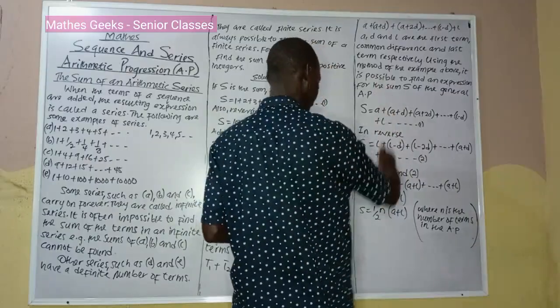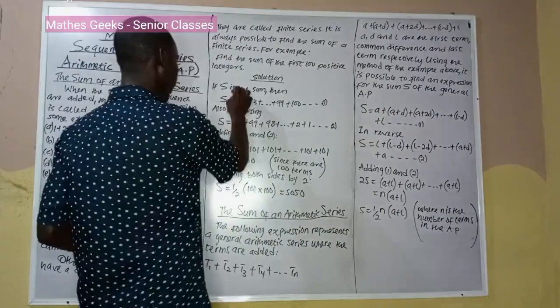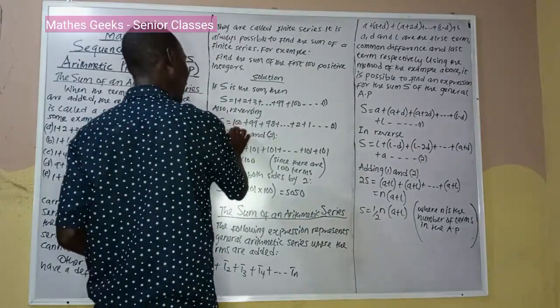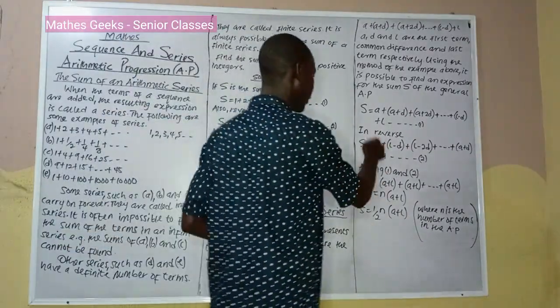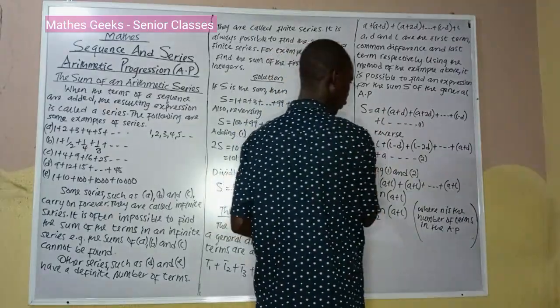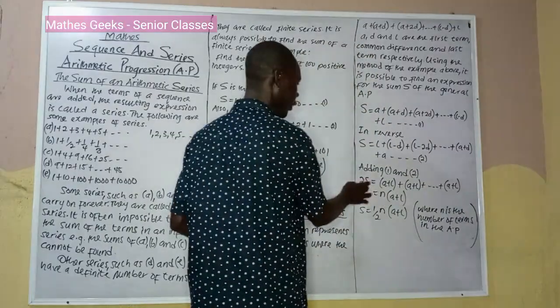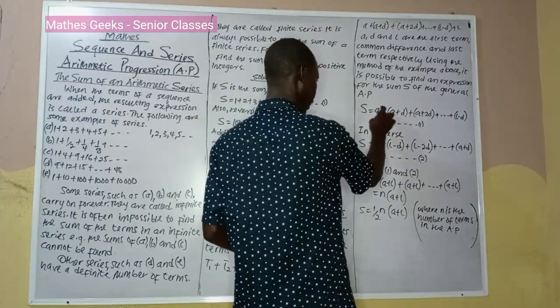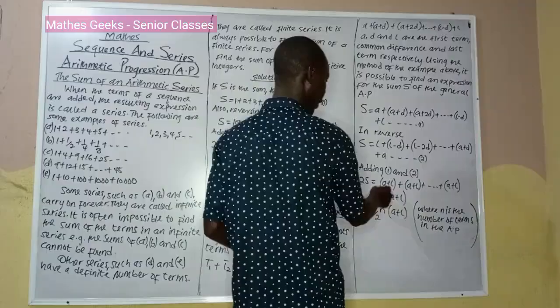And if you add them together, just as we did here, we started from the first term to the last term, and now here we started from the last term to the first term. So if we add these two together, adding equation 1 and equation 2 together, we're going to have 2s equal to the first term in equation 1, which is A, plus the first term in equation 2, which will give us A plus L.